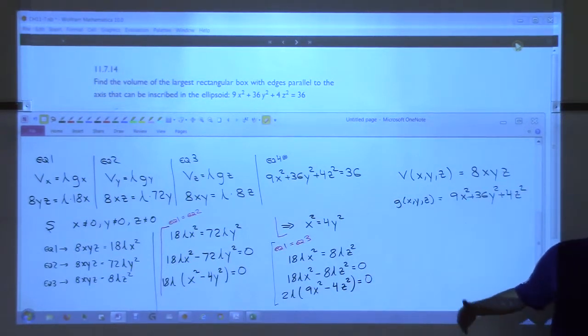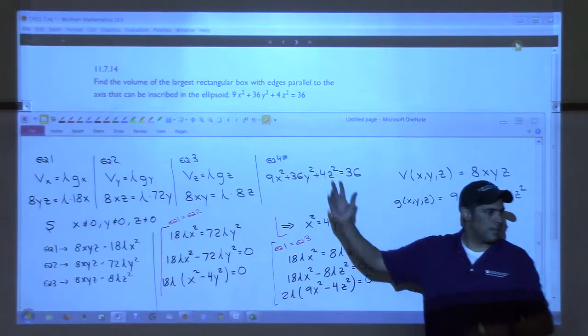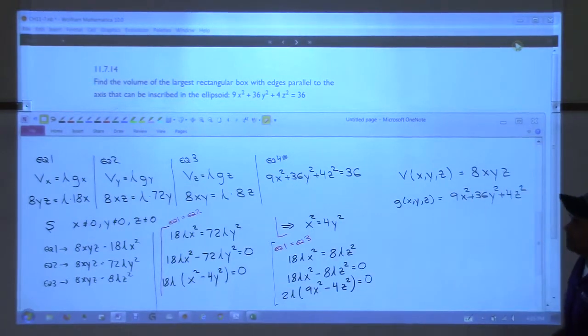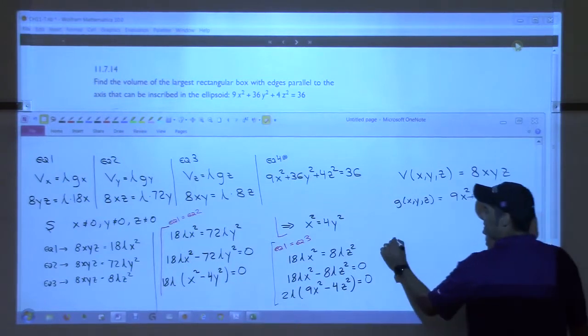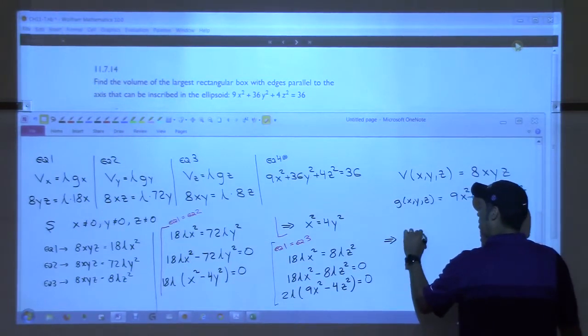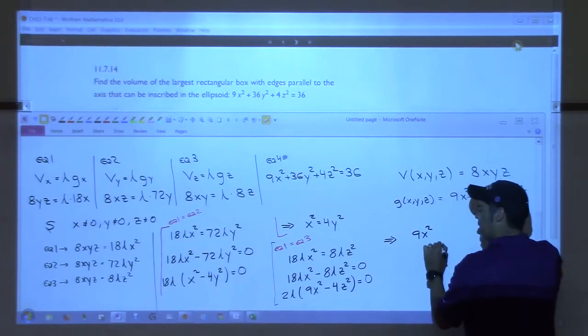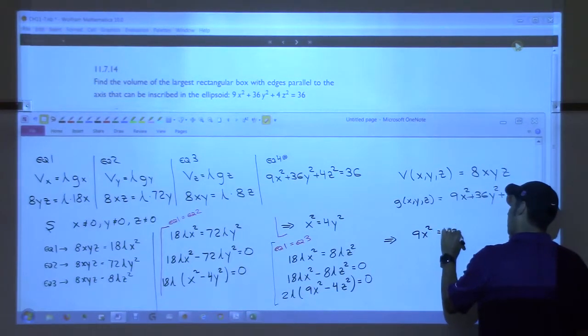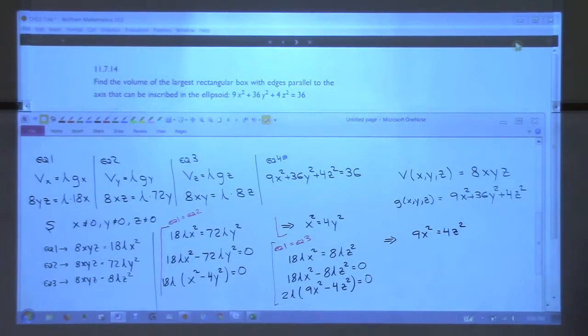So again, lambda can't be 0 because it messes up our x or y or z. It messes them all up. So from this, I can conclude that 9x squared must equal 4z squared. Any questions? All right? Sure?